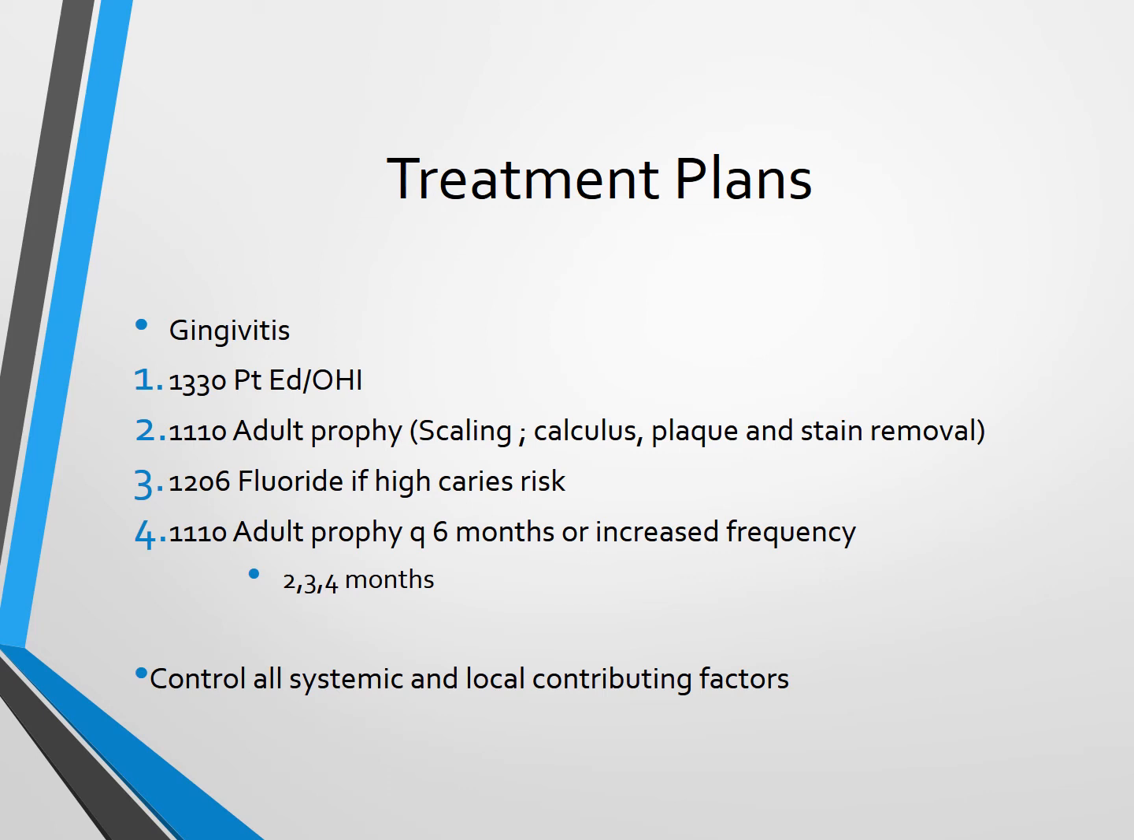The next thing would be an 1110, which is an adult prophy, where you would do scaling, which is the removal of calculus, plaque, and stain removal. This can be done either with your hand instruments or with the ultrasonic. Next, you would do a fluoride only if they had a moderate to high caries risk.